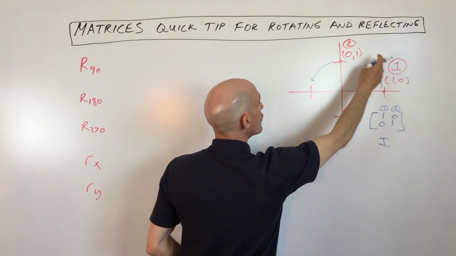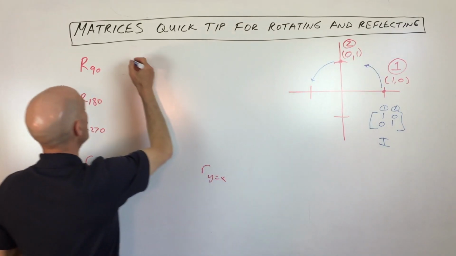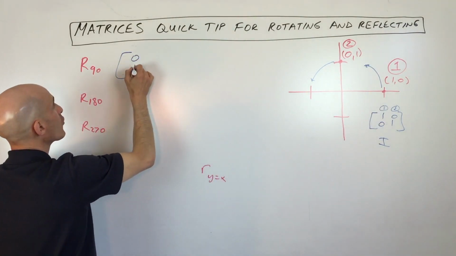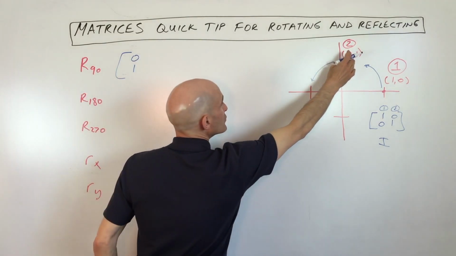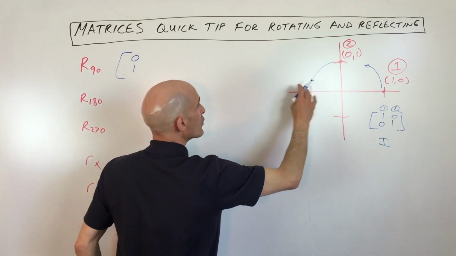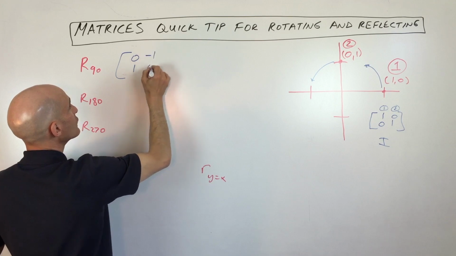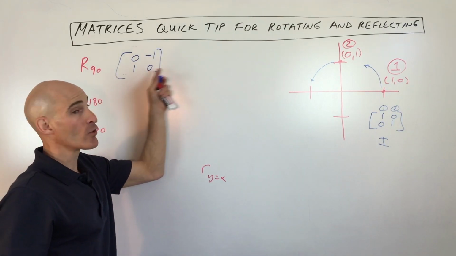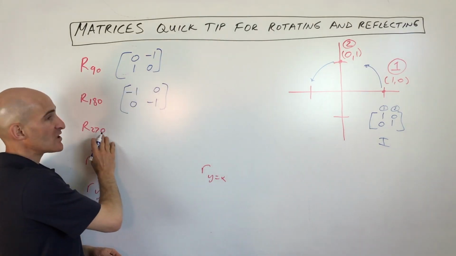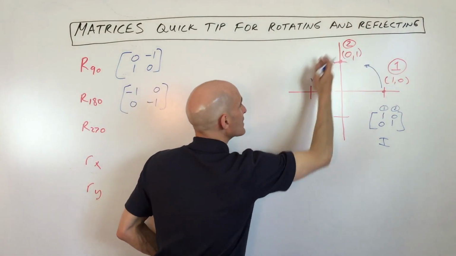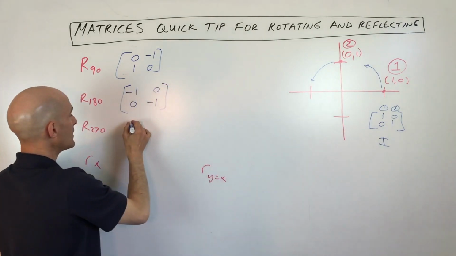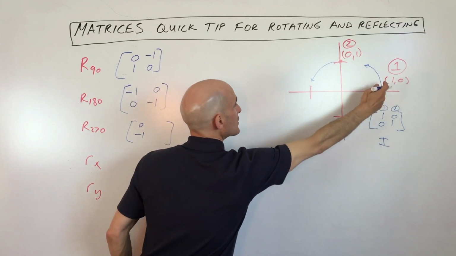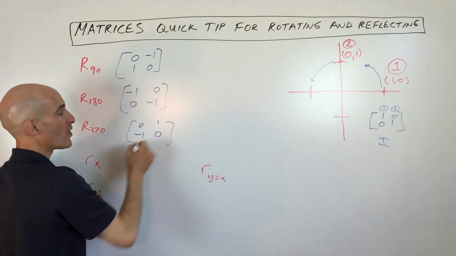Point (1, 0) moves to (0, 1). So I'm going to replace point 1 here with its new coordinates, (0, 1). Point number 2, (0, 1), is going to move to this point over here, which is (-1, 0). So this matrix is going to be the matrix we want if we want to rotate 90 degrees. If you rotate 270, this point here is going to rotate 3/4 of a turn. It's going to end up at (0, -1). And this point (0, 1) is going to rotate 3/4 of a turn. It'll be at (1, 0).